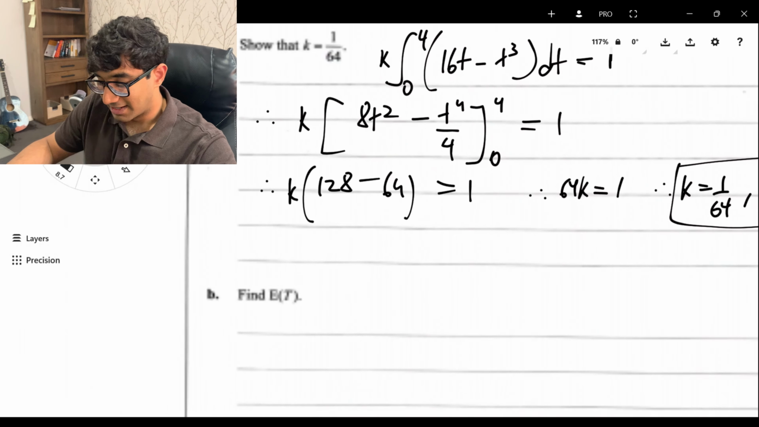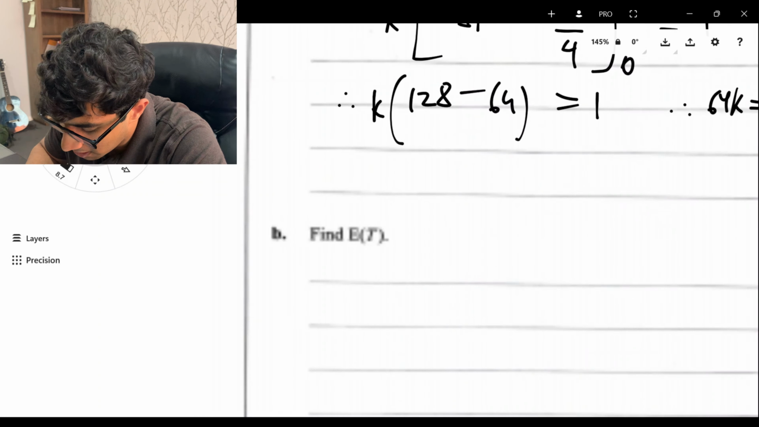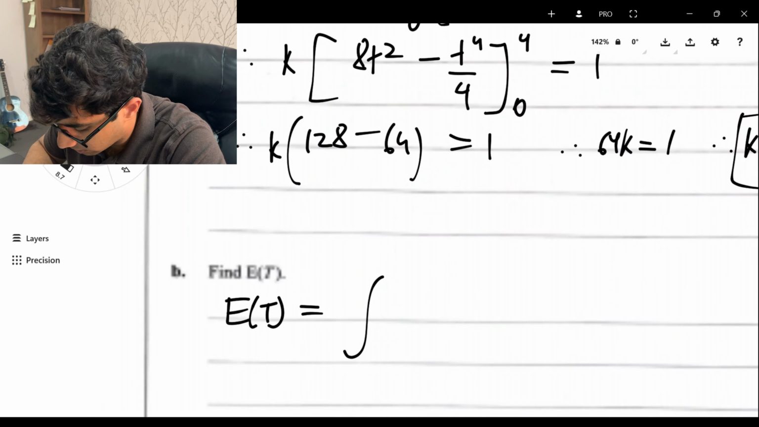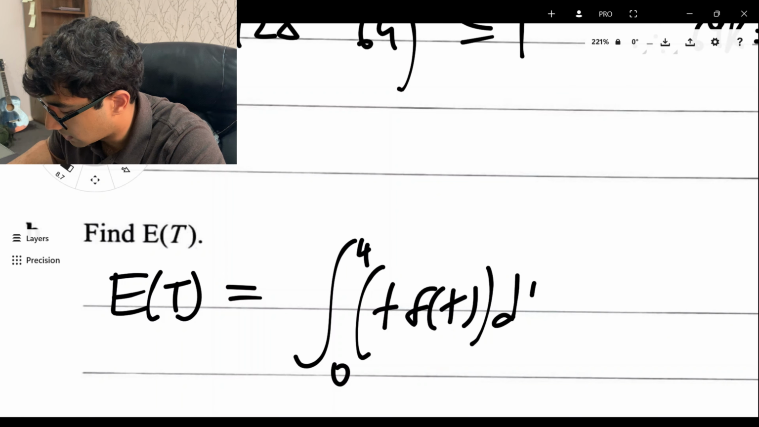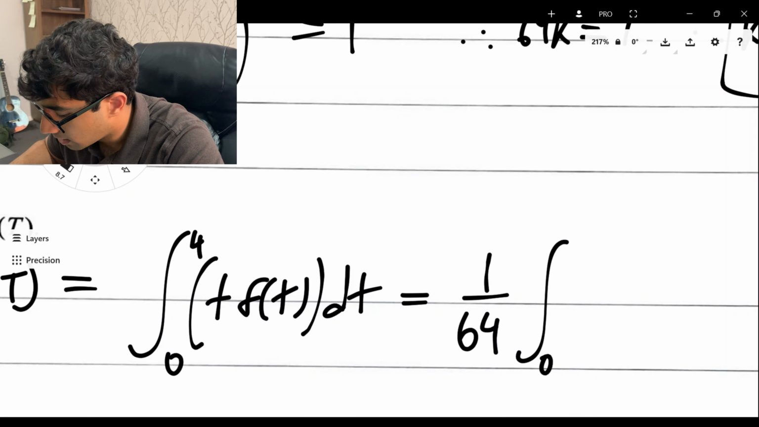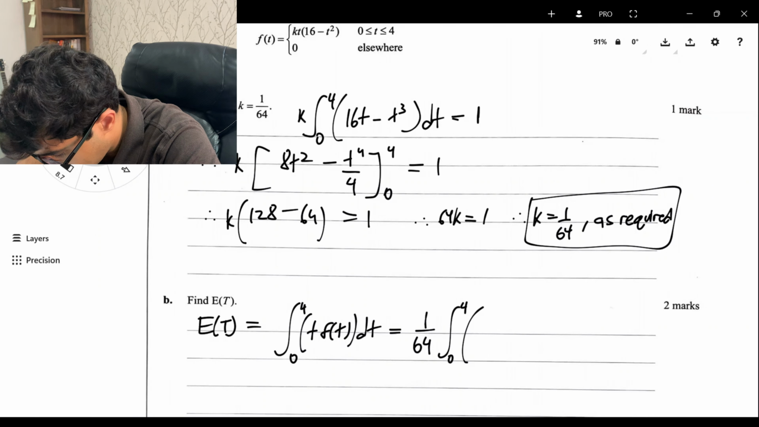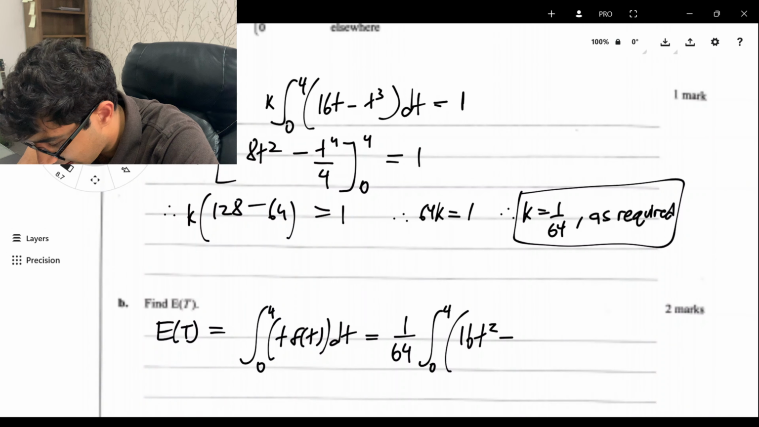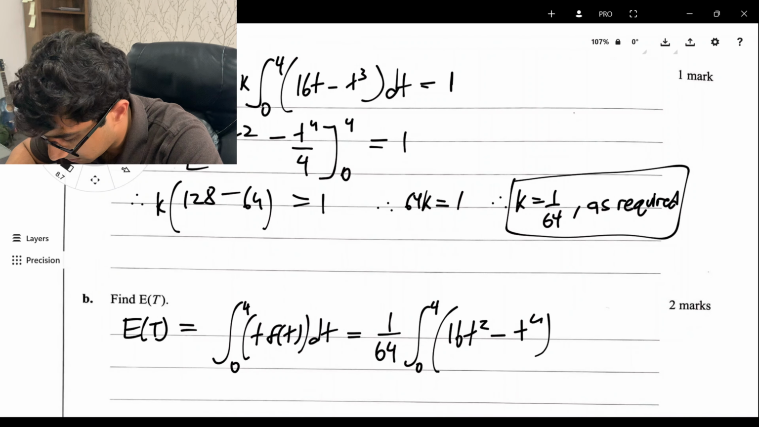So now we need to find E of t, so now we need to do more algebraic work. E of t, as you hopefully know, is going to be, taking it from 0 to 4, t times f of t. I'll write 1 over 64 in the front and take it out already. So t times that thing, 16t squared minus t to the power of 4. I have to be very careful here.